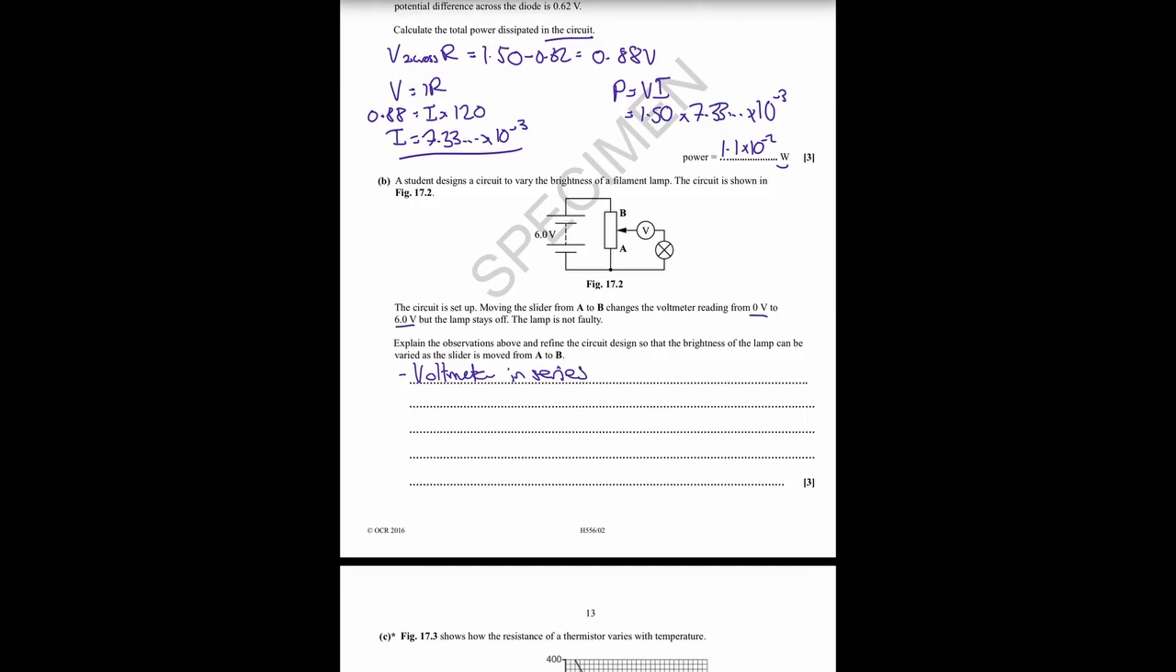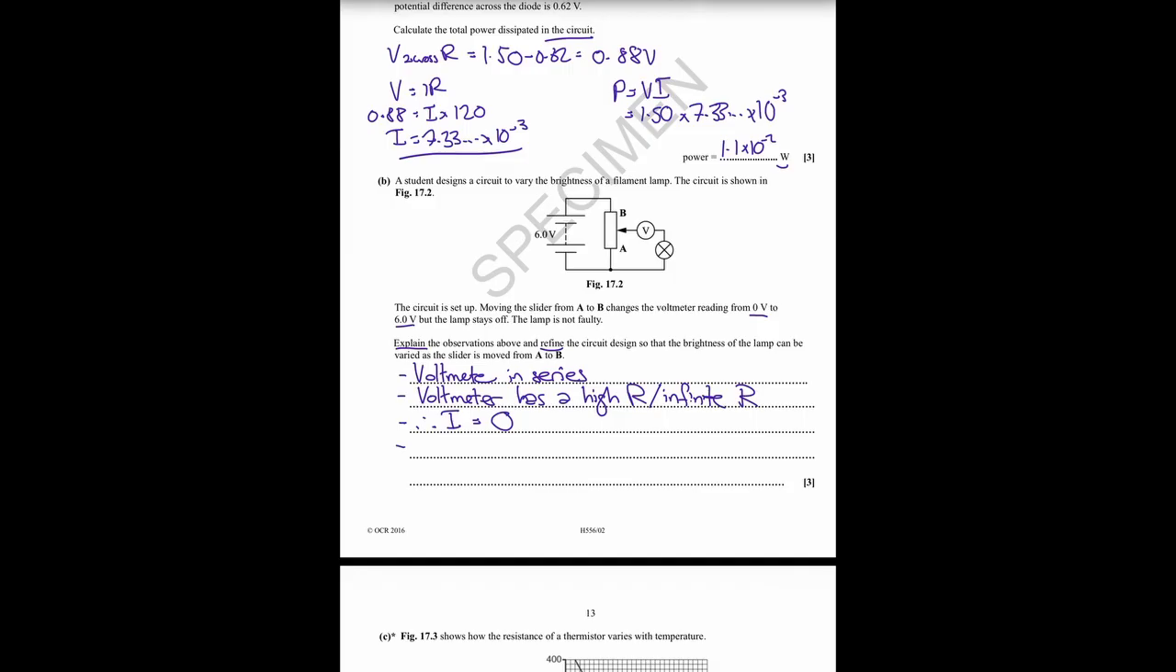Well, actually, when it says refine the circuit, I can put that one afterwards. I'll say put it in parallel because it says explain the observation. So it's in series. So why does that matter? Well, I know that a voltmeter has a really high resistance or infinite resistance. So if it's got a very high or infinite resistance, therefore the current will be 0 or pretty close to 0. Well, if the current is 0, the lamp's not going to turn on.